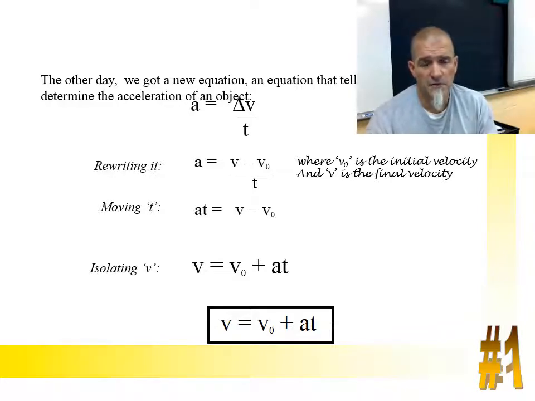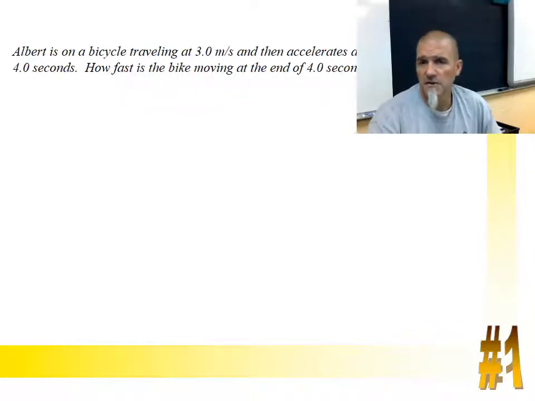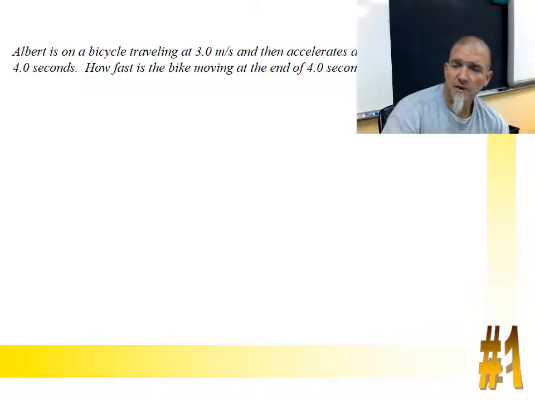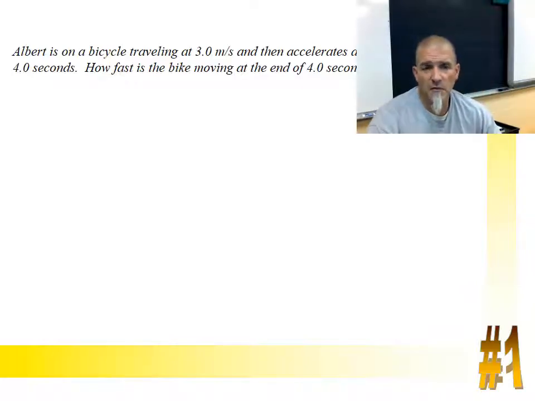Let's look at a problem where we could use that equation, the first of the sensational 6 equations. And that would be this one. Albert's on a bicycle traveling at 3 meters per second and then accelerates at a rate of 2 meters per second squared for 4 seconds. How fast is the bike moving at the end of these 4 seconds? Why don't you take a minute, see if you can begin to solve that problem using our proper problem-solving format.